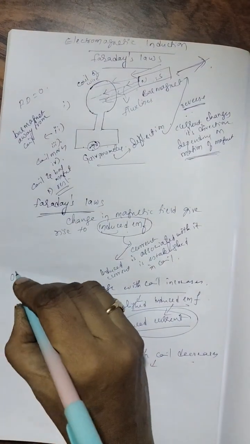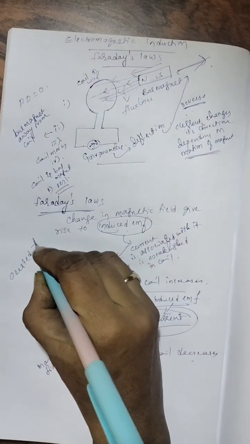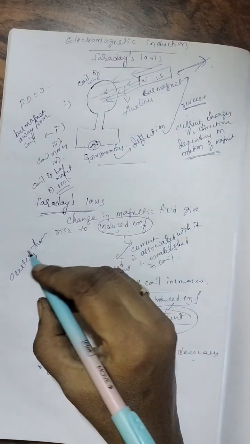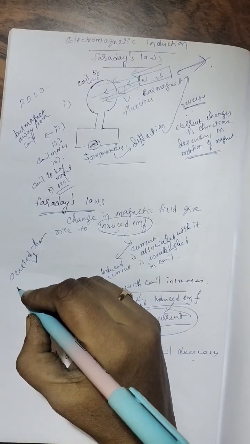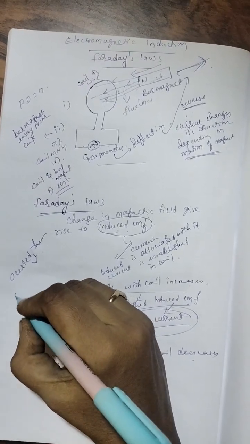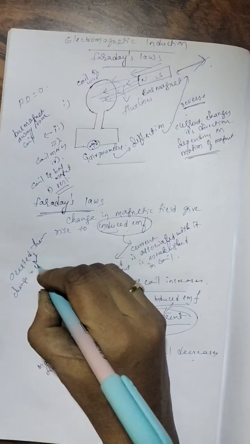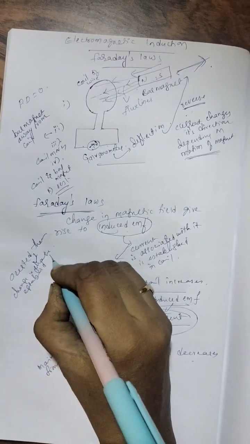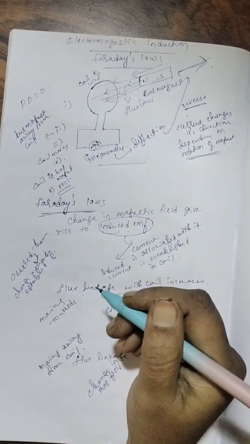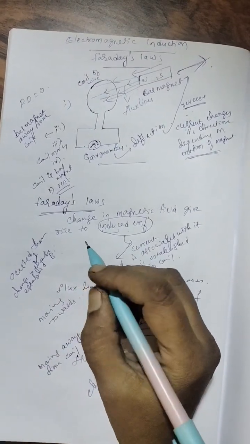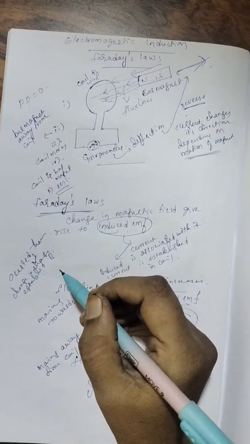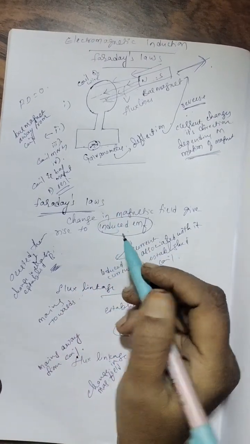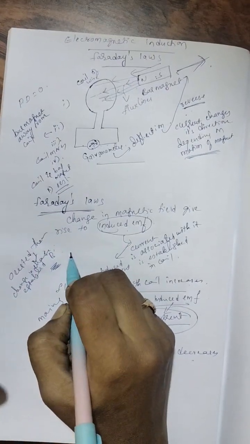As per Orsted's theory, what he said, either stationary or changing charges establish a magnetic field around the coil in current carrying wires. So the magnetic field is established in current carrying wires, which means electric field changes into magnetic field.